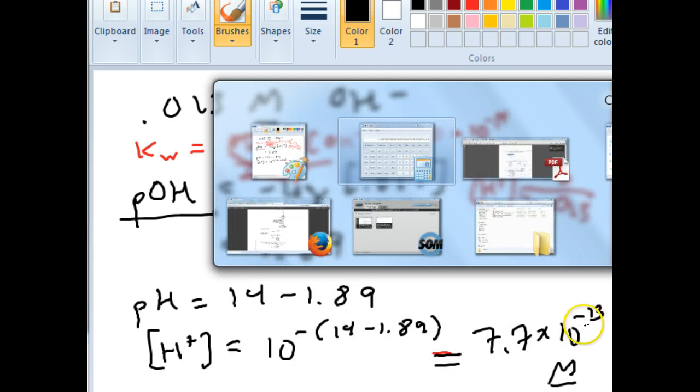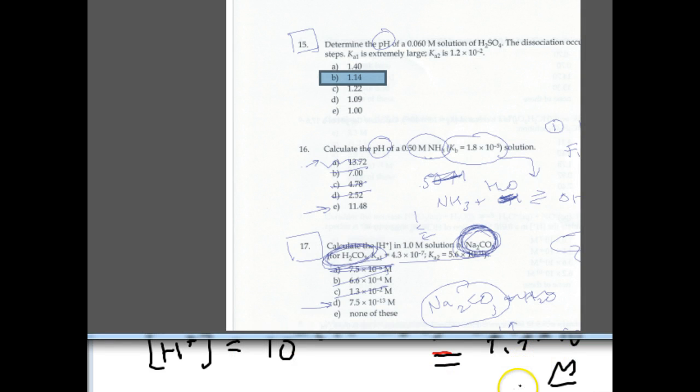Okay, so let's see if there's an answer choice like that. Ooh, there it is. There's an answer choice like that. It's 7.5 times 10 to the minus 13. So I will take that.